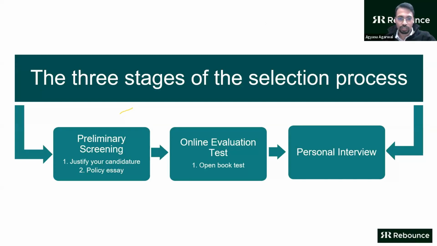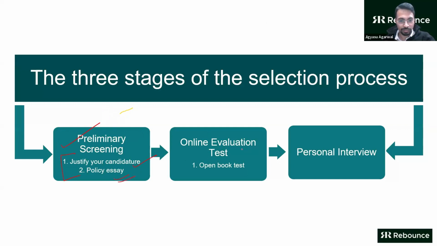Now talking about the selection process, there are three stages. Number one is the preliminary screening, where, apart from providing all the details, you have to fill a detailed form talking about all your experiences, but you have to finally write two essays of 500 words to justify your candidature, and a policy-related essay.